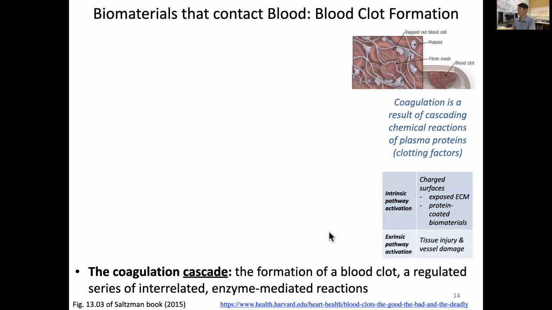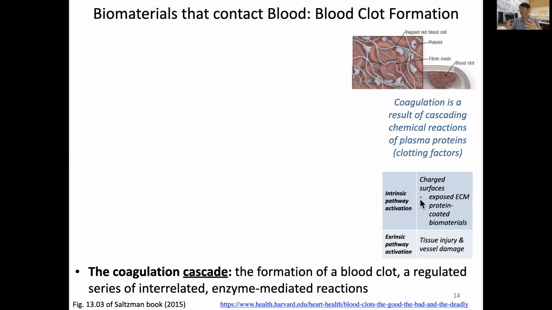So you can see what causes this blood clot. There are two causes: one is the intrinsic pathway and the other is the extrinsic pathway. The intrinsic pathway is caused by a charged surface, such as exposed extracellular matrix. Usually the blood flows inside a vessel, so that's covered by endothelium. But for some reason, if the endothelium is gone and the underlying basement membrane, extracellular matrix, is exposed, that can trigger blood clotting, because that's an indication.